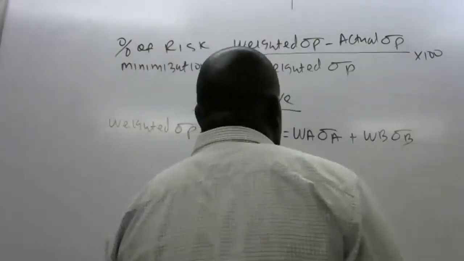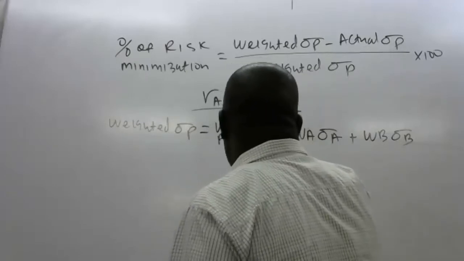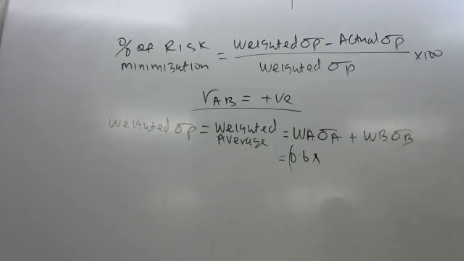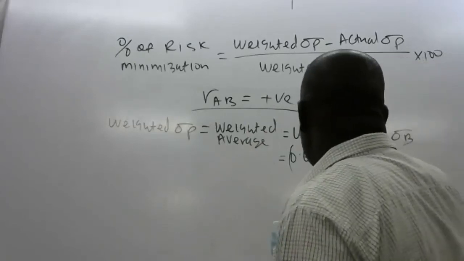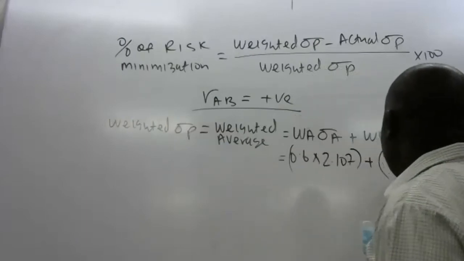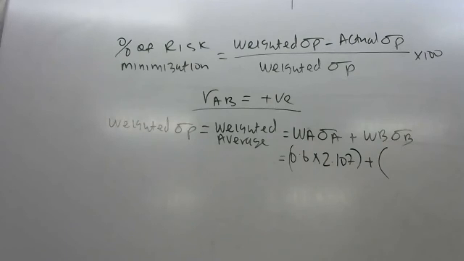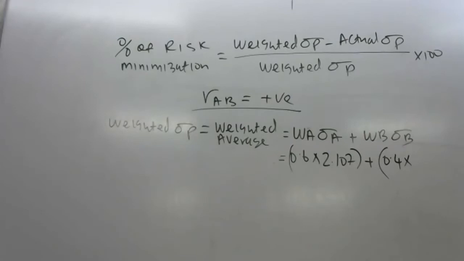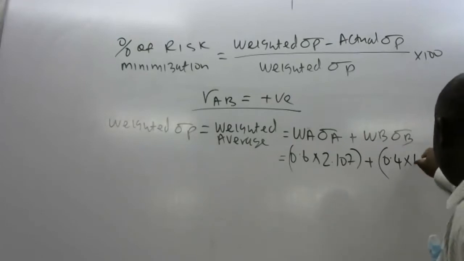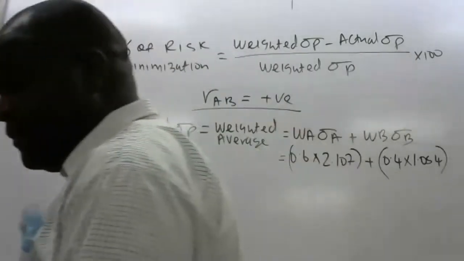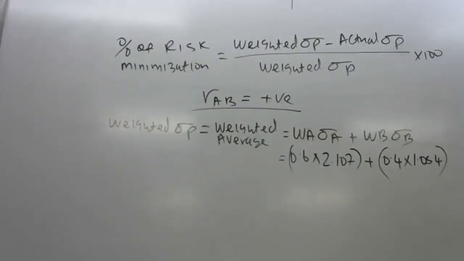So the weight for A, we know it was 0.6. Then the standard deviation for A is 2.107. Then we add the weight for B, which was 0.4. The standard deviation for B, we know it was 1.054. So you combine them, then we get the value for that.